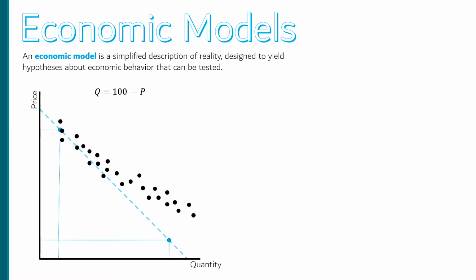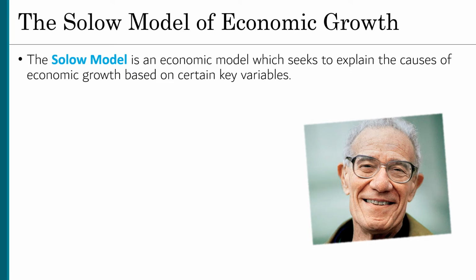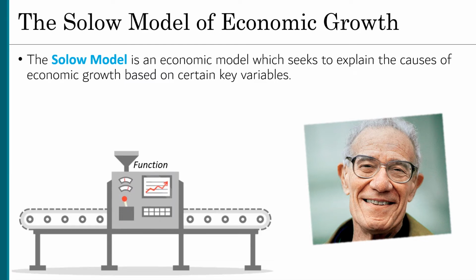We have seen quite a few economic models already, like the production possibilities curve, supply and demand, and the Malthusian model of the economy. Each of these models make predictions about the world, which we can test. But now we need one for economic growth. In the 1950s, the economist Robert Solow developed such a model. He wanted to explain the causes of economic growth based on certain key variables that we presumably have some control over. The goal of Solow's model was to translate these variables into a prediction about GDP.